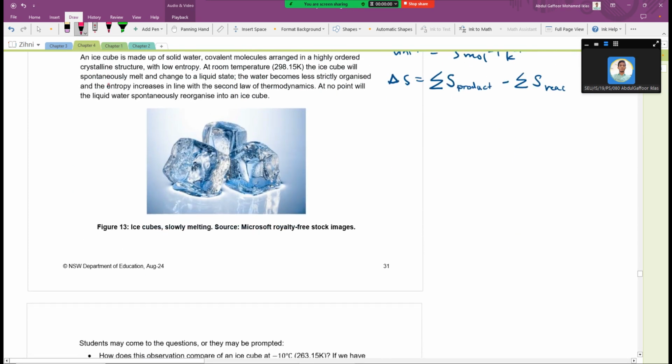Right, so ice cubes slowly melting, right? So what will happen? As the ice cubes melt, during that process, will the entropy increase or decrease? Increase. Why? Because the ice cube is going from solid to liquid, right?